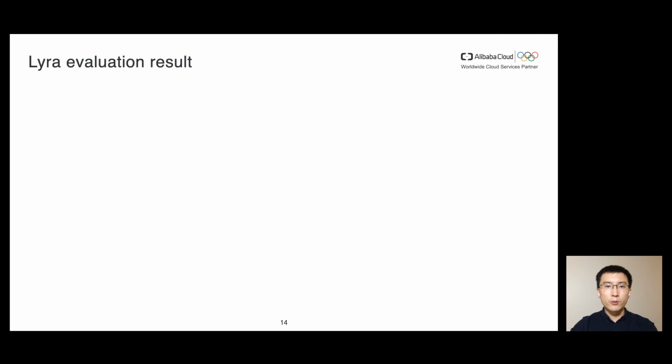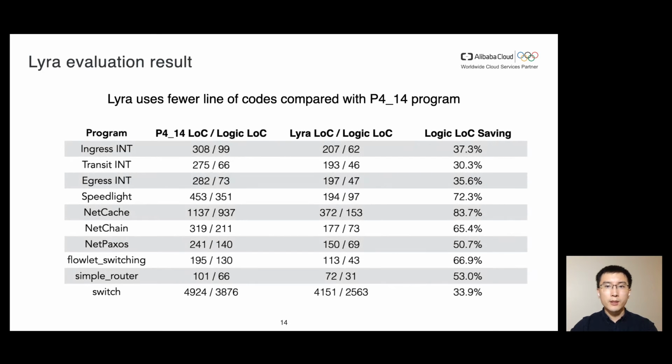To evaluate the performance of the Lyra compiler, we wrote Lyra programs for applications such as netcache, netchain, and even switch.p4. There are two takeaways. The first is Lyra programs require way fewer lines of code than P4 programs. We can see from this table, Lyra saves 30% to 80% lines of code compared with the P4.14 implementation. This is because Lyra uses a more compact language framework and a one big pipeline model.